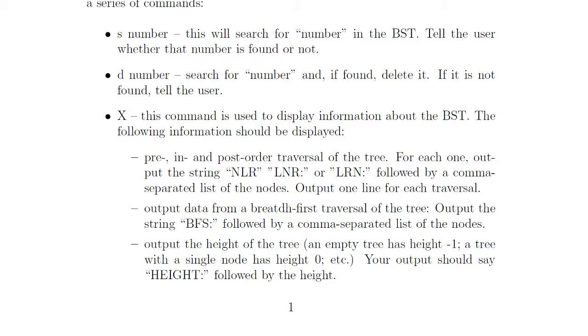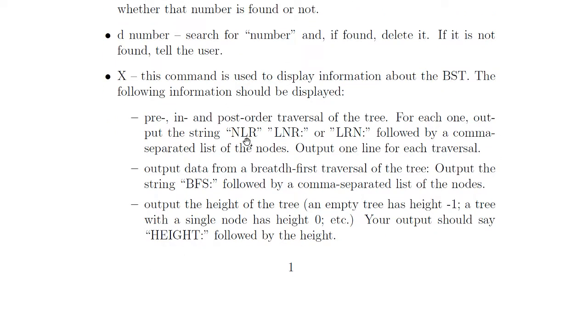So most of the action happens with this uppercase X command. X asks you to examine the tree, and you're going to print out a bunch of different information about the tree, starting with three depth-first traversals: pre-order, in-order, and post-order. Sorry, pre, in, and post. So node left right, left node right, and left right node. When the user gives the X command, you print out NLR colon, and then a comma-separated list on the same line of the node values, and then a new line.